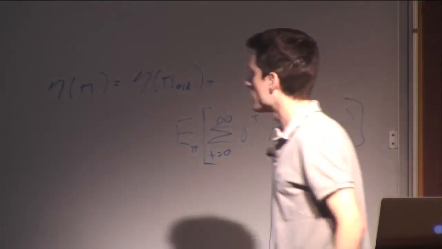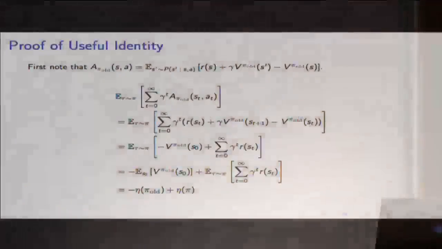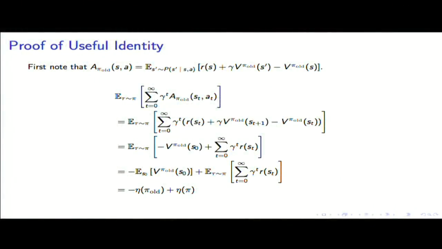So let's just look at this discounted sum of advantage terms. Each advantage term can be written as reward plus gamma times next value minus current value. So we start off with that sum, we write it in terms of the value functions, and then we realize that we have a telescoping sum.